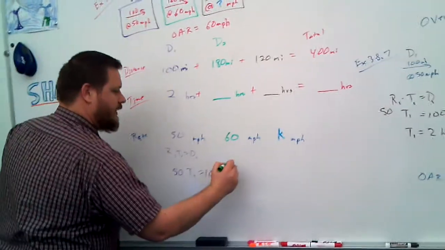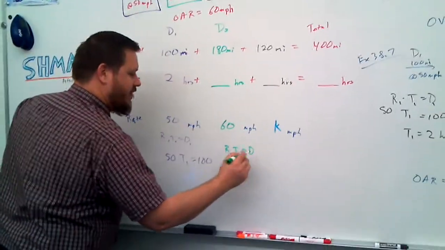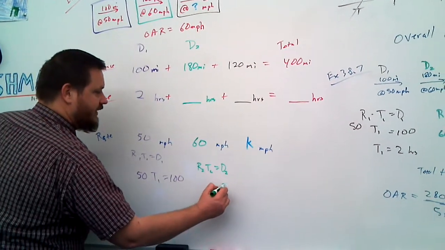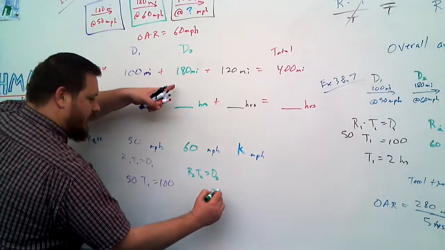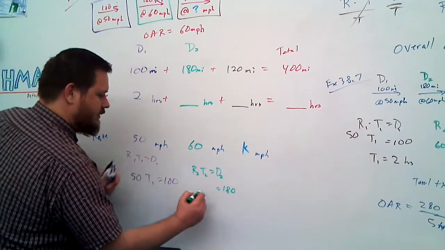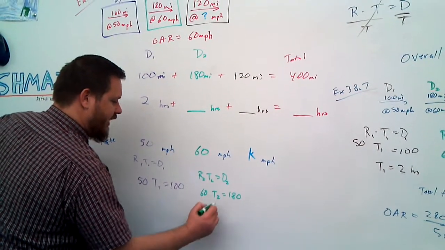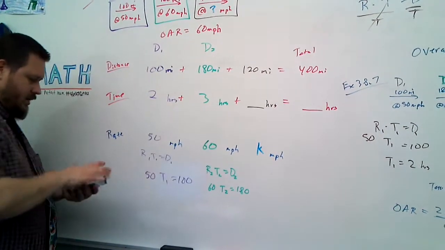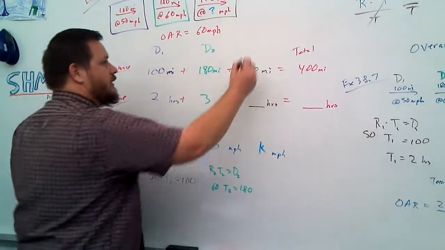Okay, the second leg of the journey, we have rate times time equals distance. What's my distance for the second leg? 180. What's my rate for the second leg? 60. What's T2? 3 hours.